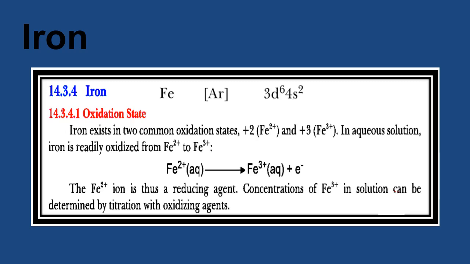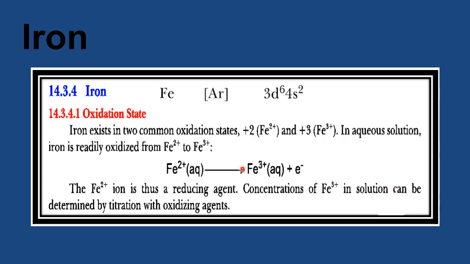It belongs to the first 3d transition series and has the valence shell electronic configuration of 3d6 4s2. Now students, iron exists in two common oxidation states, which are +2 and +3. Fe2+ is called ferrous ion and Fe3+ is called ferric ion.